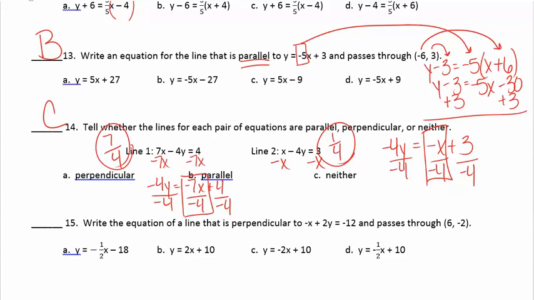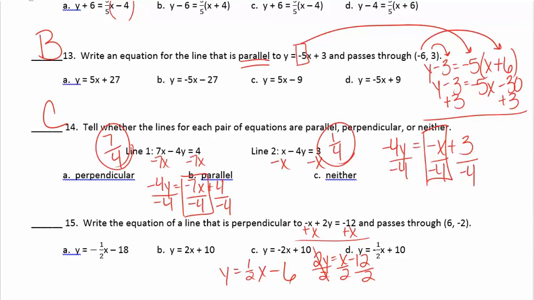15 wants to write an equation of a line that's perpendicular to that line that you're given, negative x plus 2y equals negative 12, and it passes through 6, negative 2. So first we have to figure out what the slope of this line is. We find that by putting it in y equals mx plus b form. So that's 2y equals x minus 12. Divide everything by 2, and we get y equals 1/2 x minus 6.